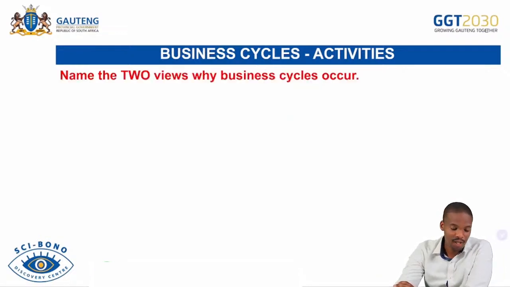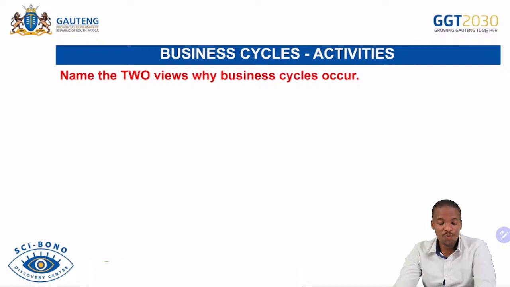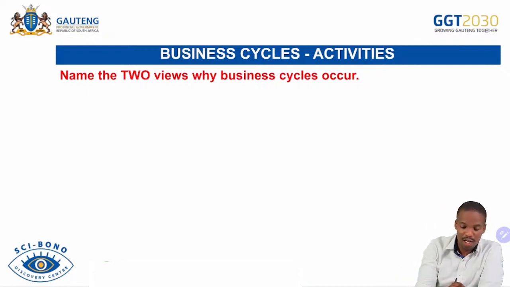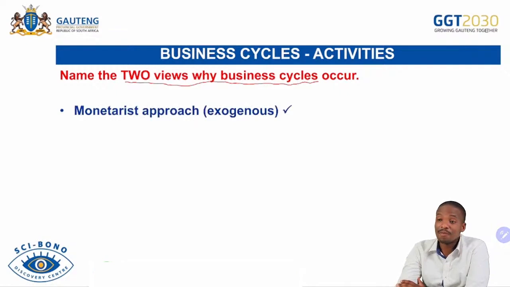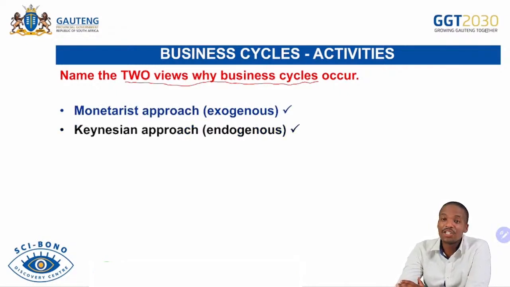Then the next question says, name any two views of why business cycle occurs. You know that you've done the two views. The first one is the monetarist approach, which is the exogenous view. The other one is the Keynesian approach, which is the endogenous view of why business cycle occurs. You remember the first one, we mentioned that markets are inherently stable, and therefore there shouldn't be government intervention. The other one, we mentioned that markets are inherently unstable, and there's a need for government intervention.